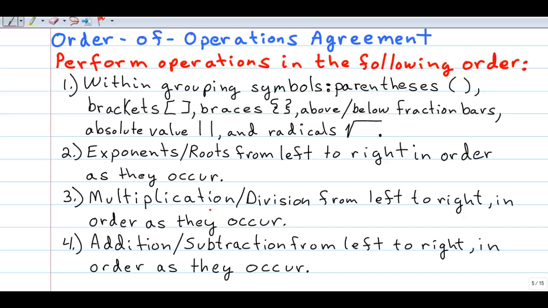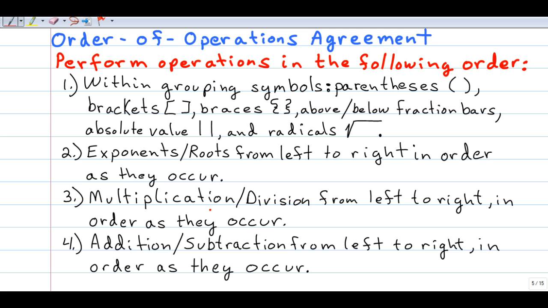1 is to complete any math contained within a grouping symbol. This means parentheses, brackets, braces, above and below fraction bars, absolute values, and any mathematical operation contained beneath a radical sign. 2, complete exponents and roots from left to right in the order as they occur.